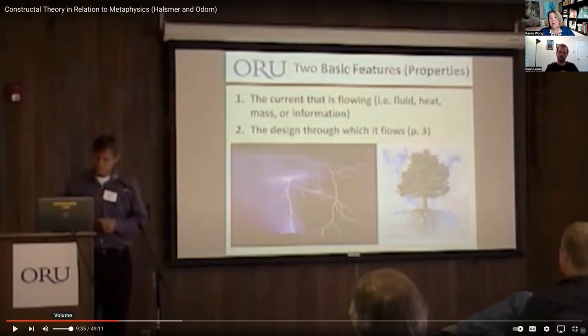So the design impacts the flow, obviously. Right. And then the flow and the design also have some sort of impact on the environment in which the design is existing. Right. So a tree has an impact on the air around it, and the roots of a tree have an impact on the ground in which the roots are. And so the flow that's moving through the system is simultaneously impacting the environment.